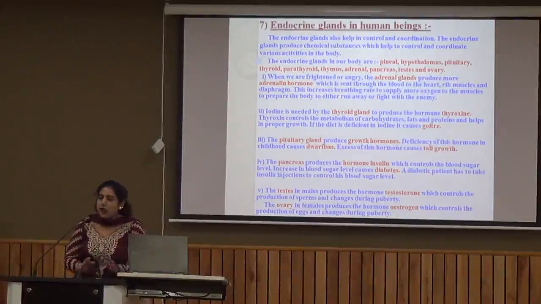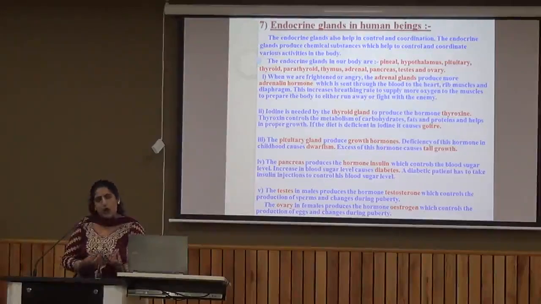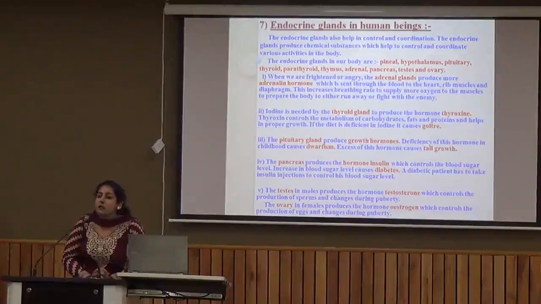It is present at the top of the kidney, and it is responsible for excitation. It is produced when there is any case of emergency, when our body is frightened or we are angry. A hormone secreted by the adrenal gland sends a signal through the blood to the heart, rib muscles and diaphragm, which increases the breathing rate and leads to the supply of more oxygen, as we need energy.